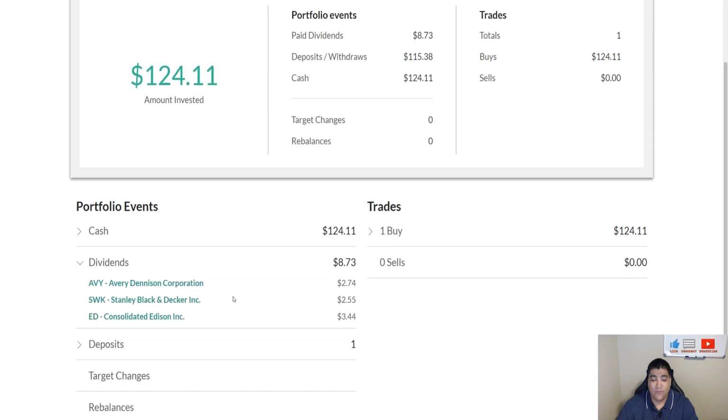we had some more dividends roll in. We have Avery Dennison paying out $2.74. We had Stanley Black & Decker paying out $2.55. We had Consolidated Edison paying out $3.44, for a total of $8.73.